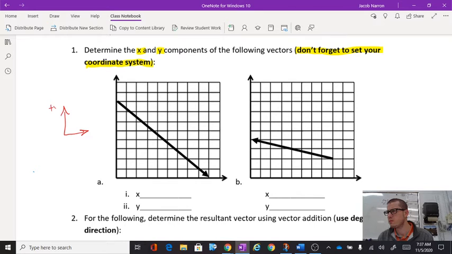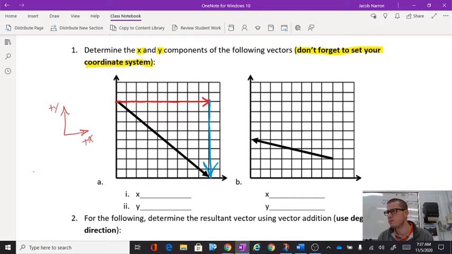This is the positive y-axis. This is the positive x-axis. There you go. And not just the axis, the direction. So as we look in problem A, this is going down and to the right. Okay, hopefully you guys can see what I mean by that. So that's the resultant vector that they've given us. And it's pointing down and to the right. So it would make sense then that our component vectors go to the right and down.